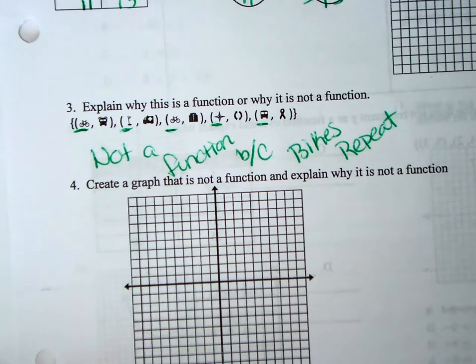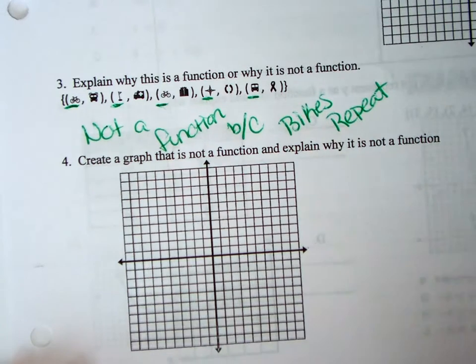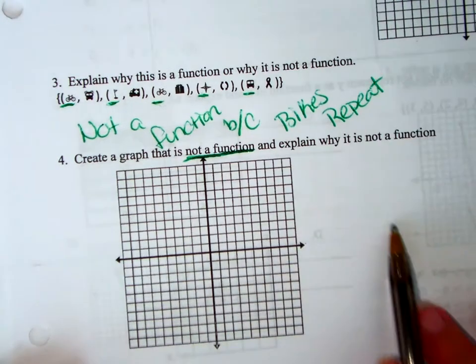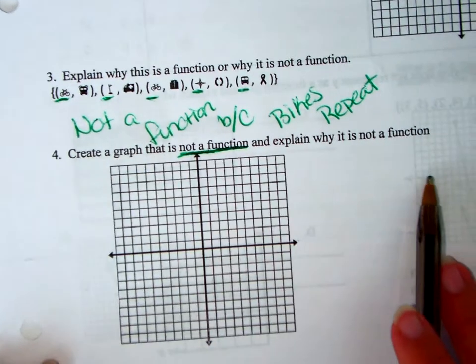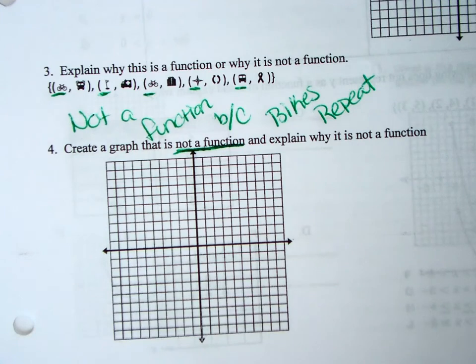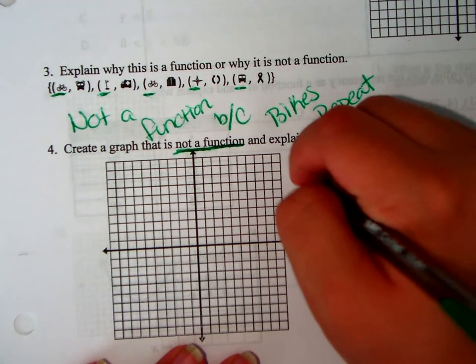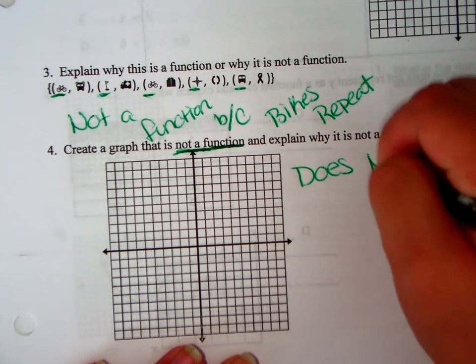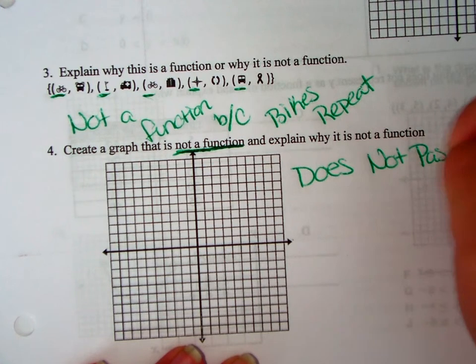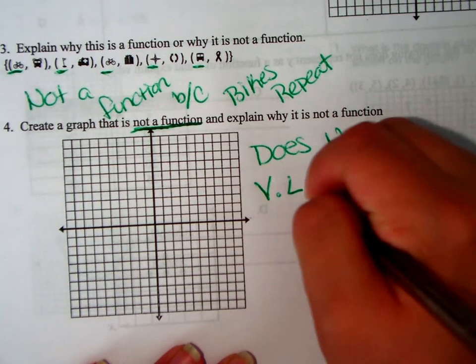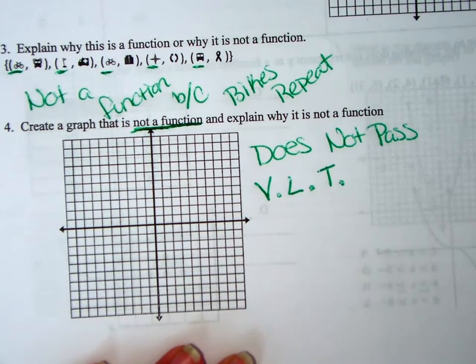Good. Here they want us to create a graph that is not a function. Now everybody's answer will be a little bit different for this one, and they want us to explain why or why not. Well, in order for a graph to not be a function, what test does it have to fail? Vertical line test. Perfect. So I'm going to write off to the side, does not pass the vertical line test. I'm just going to abbreviate that, VLT.